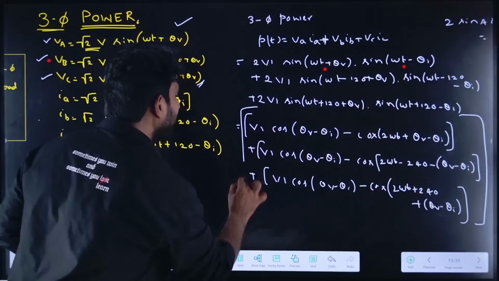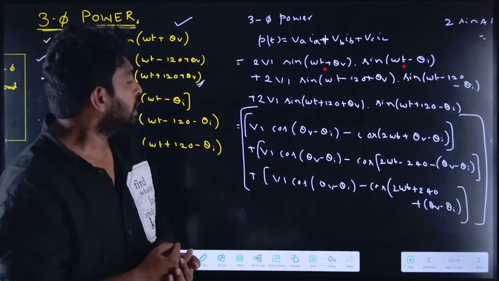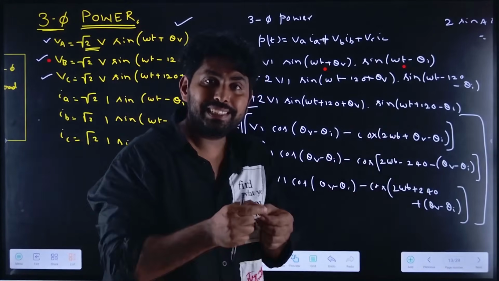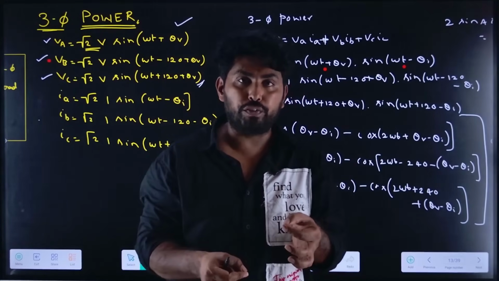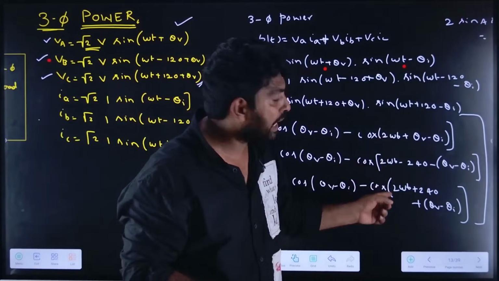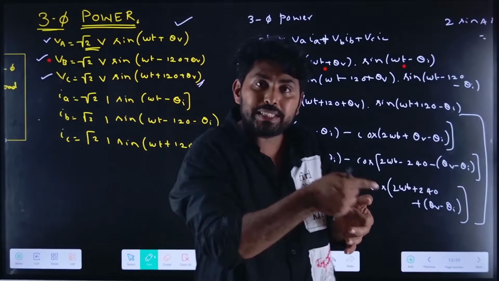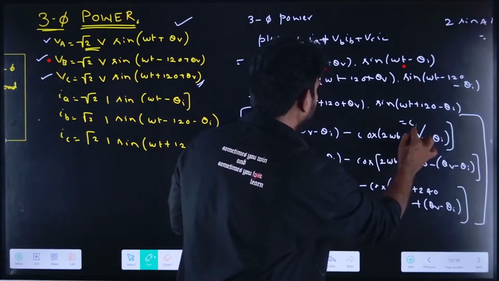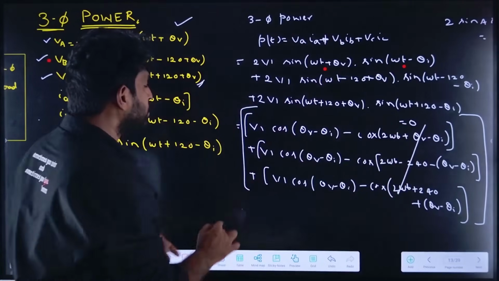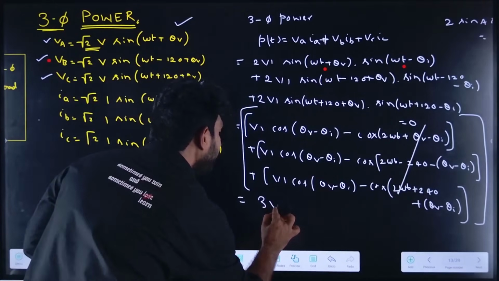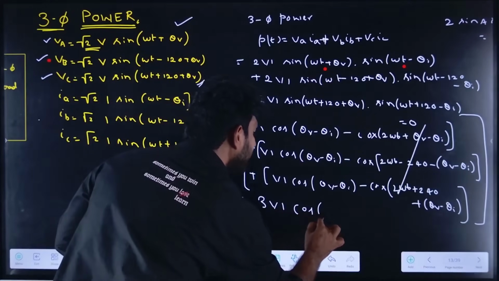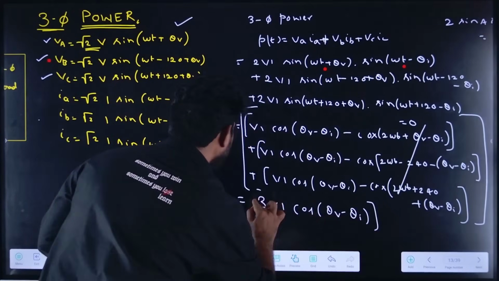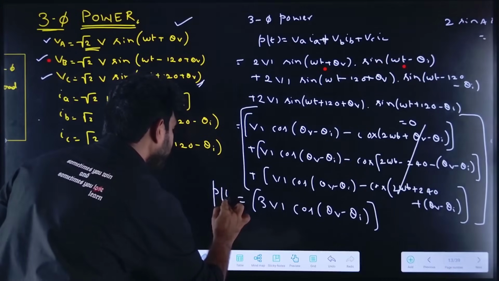If I find the total instantaneous power, what happens? These three terms are 120 degrees out of phase. If I add these three terms, 1 plus a plus a square is equal to 0, so these three terms cancel to 0. Adding the remaining three terms, we get 3 VI cos(theta V minus theta I), which is equal to the instantaneous power.